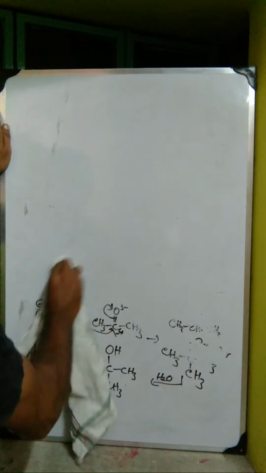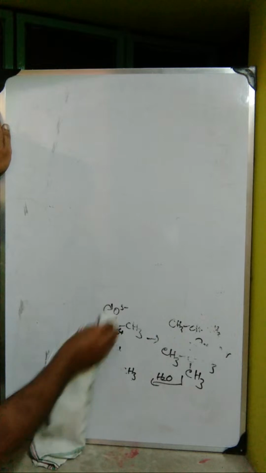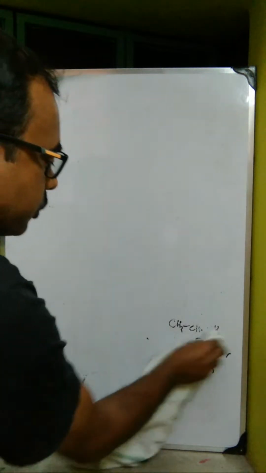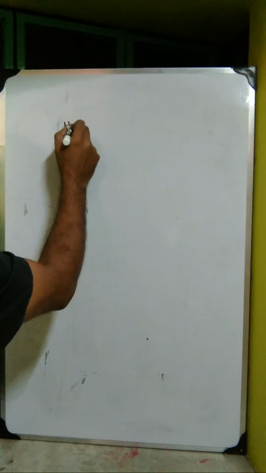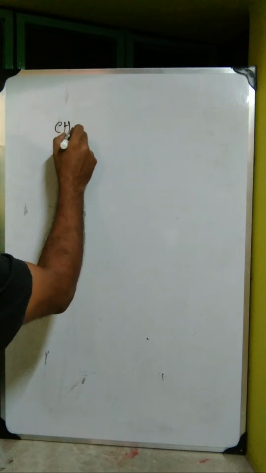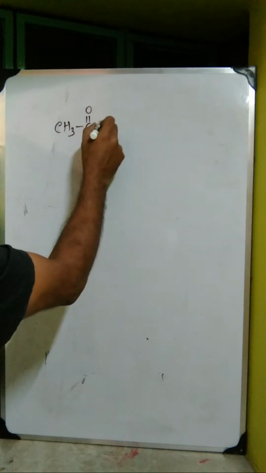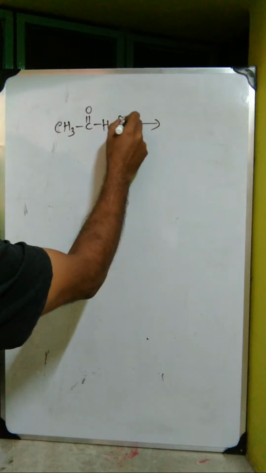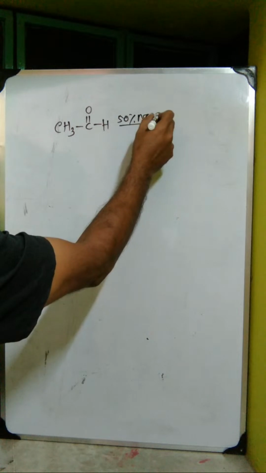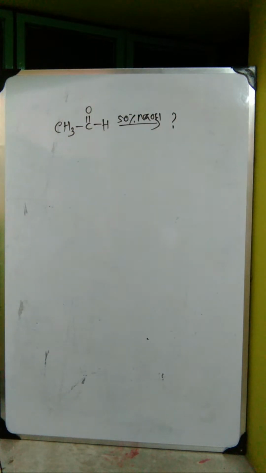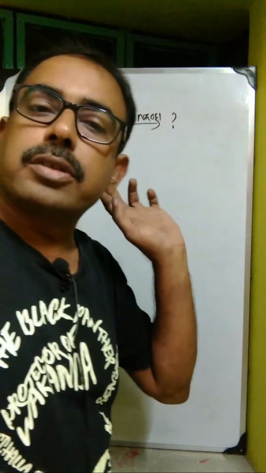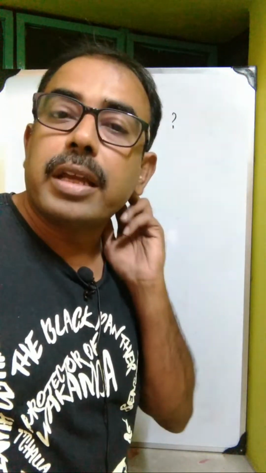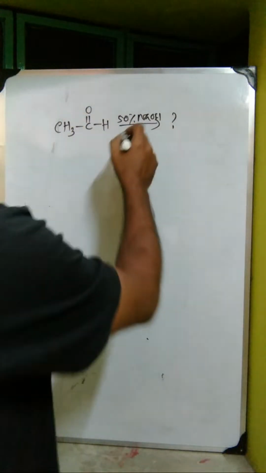Let's discuss the reaction between aldehyde and very dilute solution or 50% solution of sodium hydroxide. What happens? Let's see. First we take acetaldehyde, CH3CHO, and 50% NaOH solution. Now what happens? Sodium hydroxide, being a strong base, will dissociate into Na+ and OH−. So an OH− is there.